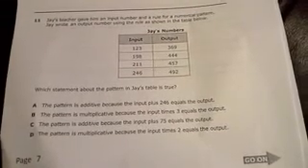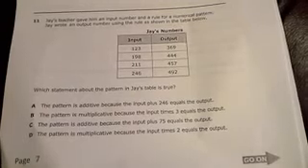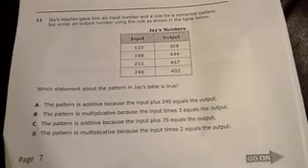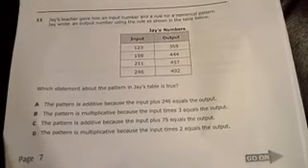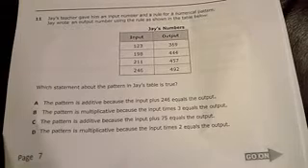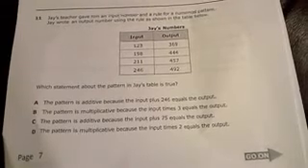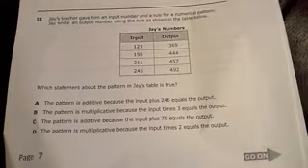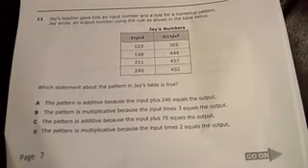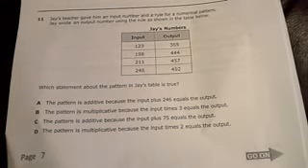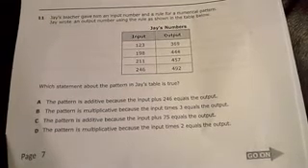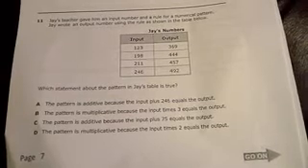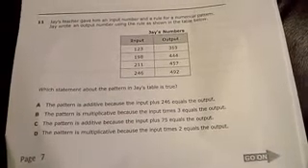A. The pattern is additive because the input plus 246 equals the output. B. The pattern is multiplicative because the input times 3 equals the output. C. The pattern is additive because the input plus 75 equals the output. Or D. The pattern is multiplicative because the input times 2 equals the output.